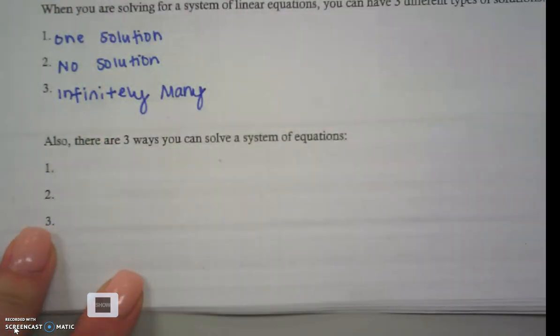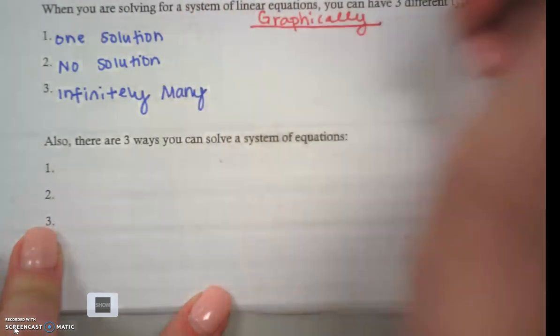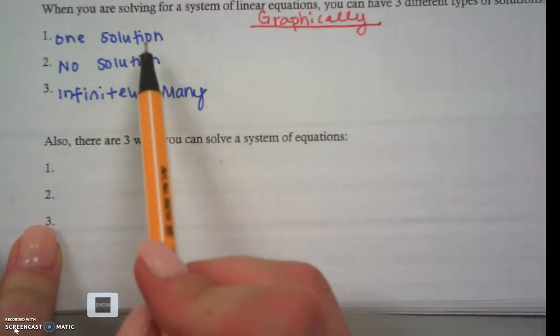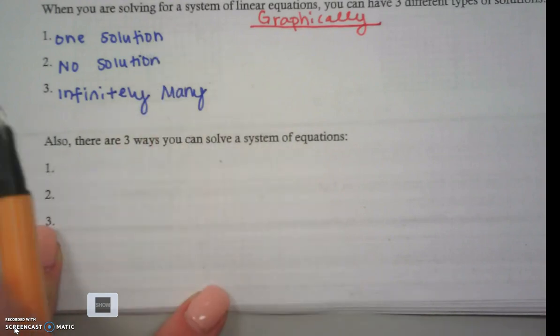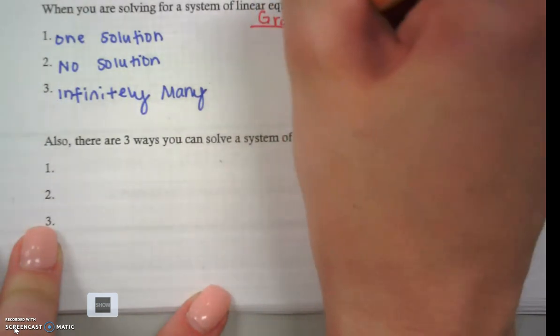There are two ways that we can find these solutions. Okay? We can find these solutions graphically or algebraically. So I'm going to make a little bit of a chart here. I'm going to write graphically at the top, kind of small so we can kind of see what's going on here. When we have one solution graphically, I'm going to have one intersection. My lines are going to cross at one point.